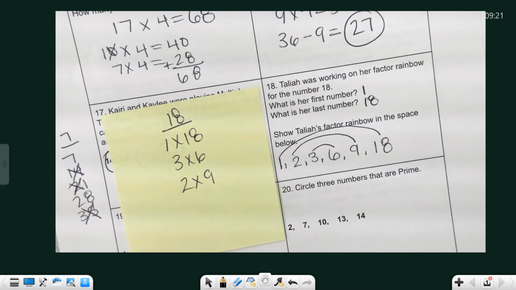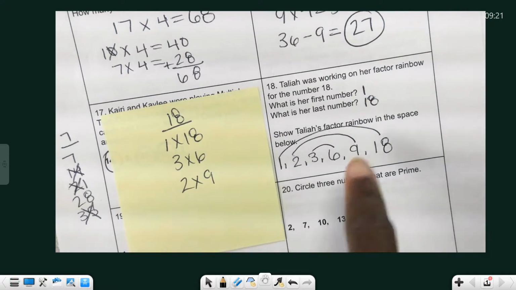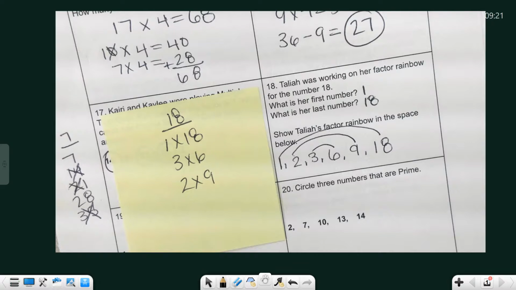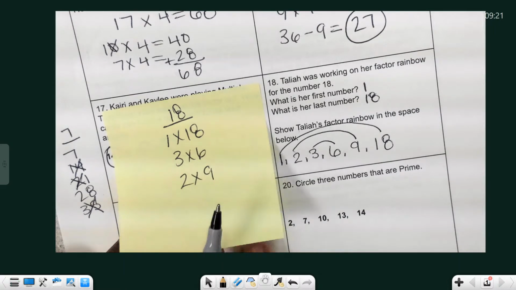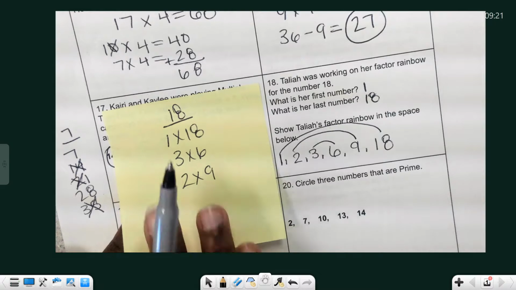Who got that one right? That was an easy one. You should know. You really didn't even have to do the factor rainbow for that. If you know your first number is always going to be 1, your last number is always going to be the number that you're looking for. The last number is always the number that it's talking about.